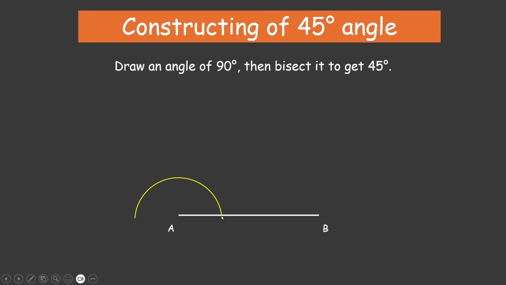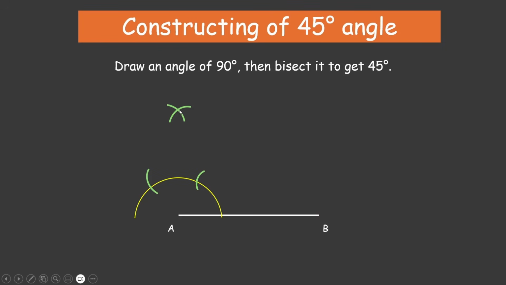Then with this point as the center, we'll open the compass to any length, draw one arc. This becomes the angle of 60 degrees. Then we'll keep the compass here and with the same radius, draw another arc. And this becomes 120 degrees. Now once again, we'll keep the compass here and make one arc with any radius. And using this same radius, we'll keep the compass here and make another arc intersecting this arc.